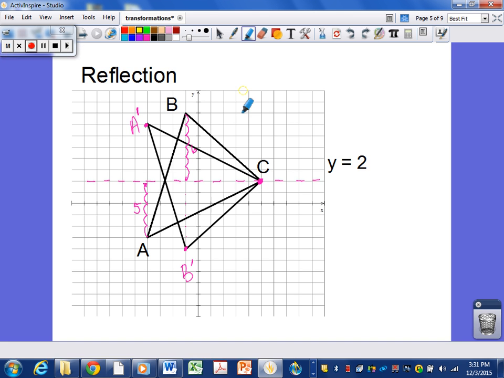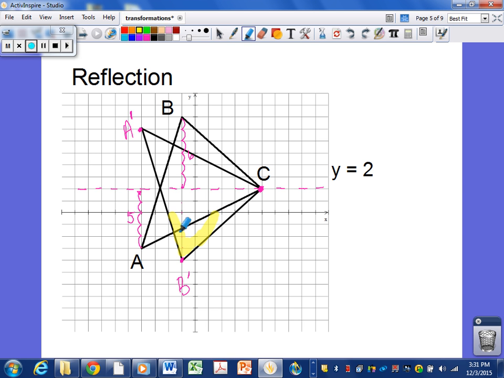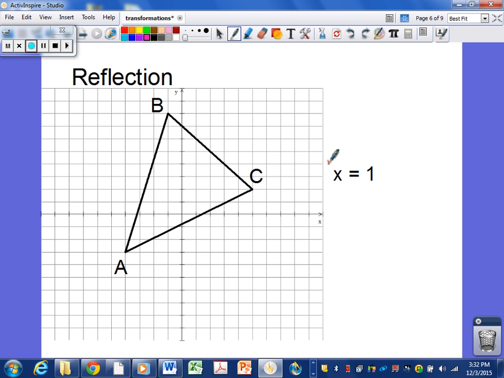So here we have our new triangle, A prime, B prime, C prime. So we're going to color in the image just to differentiate from what we actually started with. Your teacher might appreciate that if you do it. It might give you a smiley face on your paper. Okay, so we're counting perpendicularly to the line of reflection. So here we have x equals 1 as our line of reflection. That's a vertical line through +1 in the x-axis.